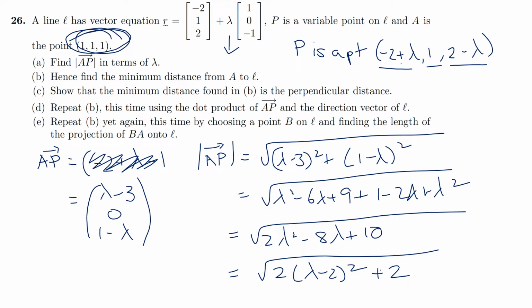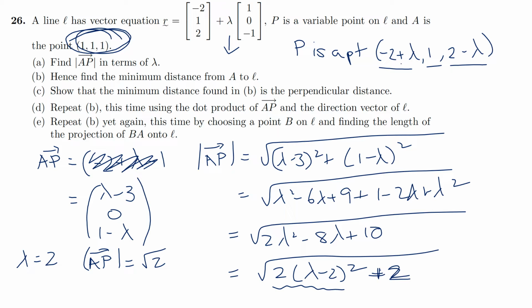So you can see, if I want to minimize that, the smallest value I can make that is if I put in a lambda that makes that whole first term 0, which would be lambda equals 2. Otherwise, I'm going to be adding something on to that +2 and making it bigger. So by observation, to minimize it, I would make lambda equal 2. And then if I did sub that in, I would get a distance AP of just √2. So that would be the minimum distance.